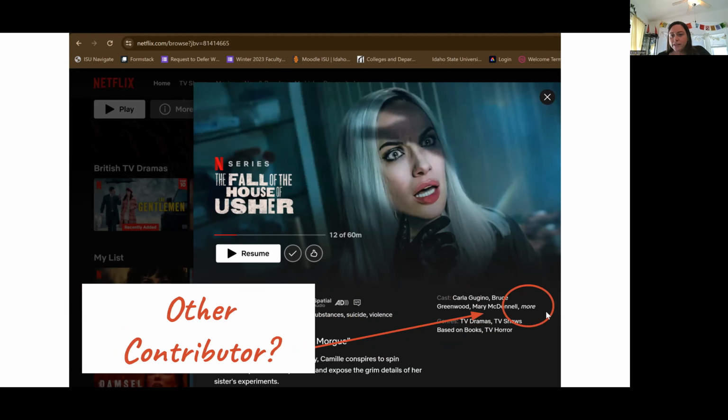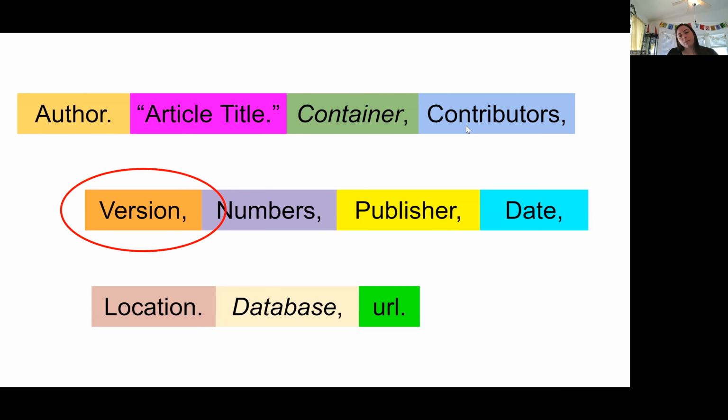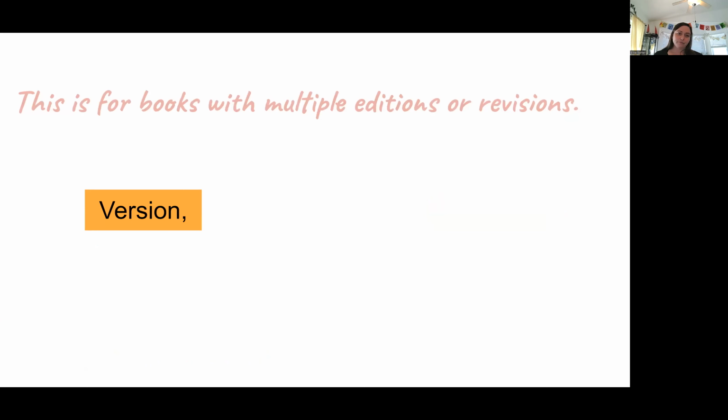Again, there's a lot of things that you may be able to find, but you may have to dig a little bit to find somebody. Let's say you want to talk about the director, the creator of the series. In that case, you might have to dig. I clicked on the more information thing, found this to discover that it was created by Mike Flanagan. That's another example. Version is the next piece that you may have.